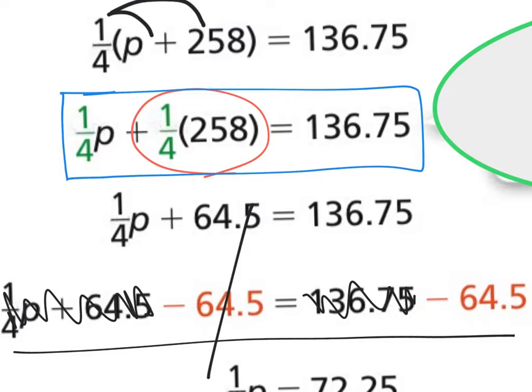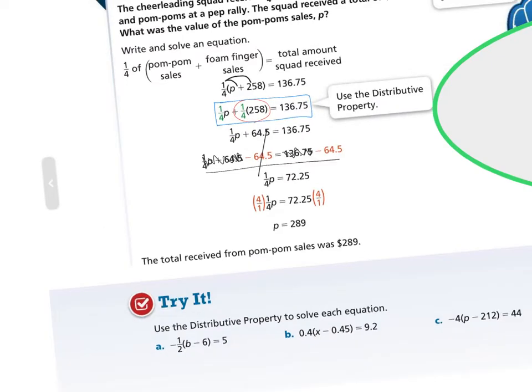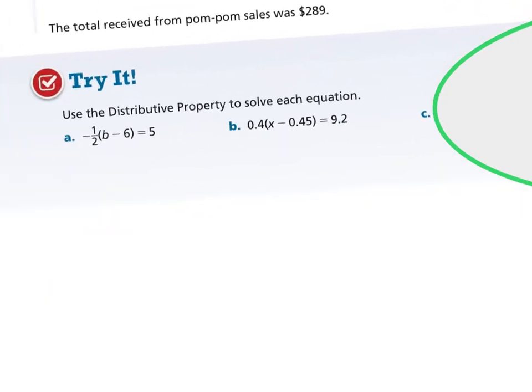There may be some problems, if you look at the bottom of the page here, the try it, that are already equations set up for us to distribute, so we don't really have much say in that. If it's already set up, we've got to pretty much use the distributive property in order to solve those.